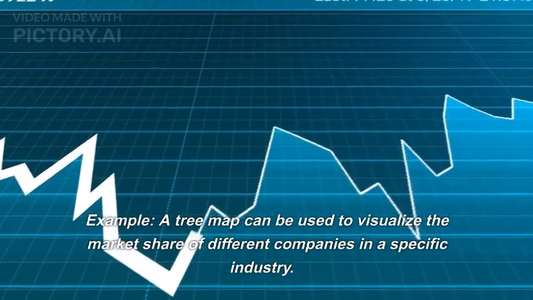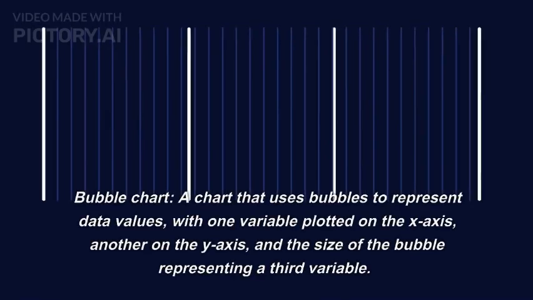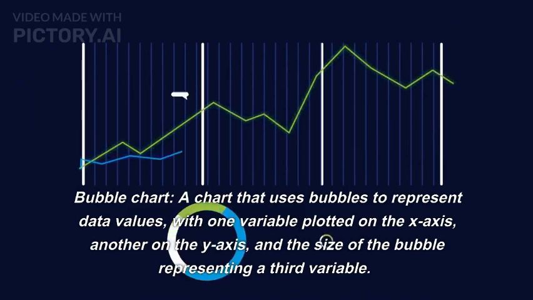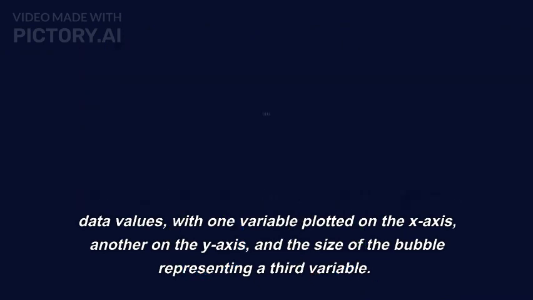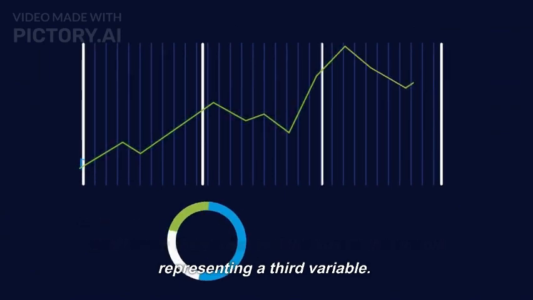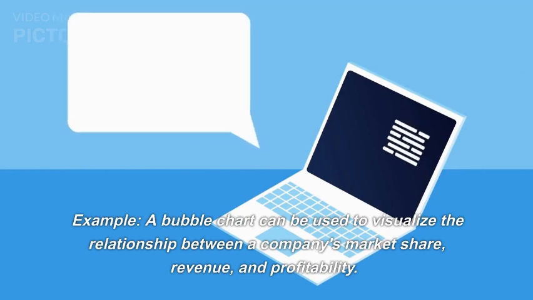Bubble chart, a chart that uses bubbles to represent data values, with one variable plotted on the x-axis, another on the y-axis, and the size of the bubble representing a third variable. Example, a bubble chart can be used to visualize the relationship between a company's market share, revenue, and profitability.